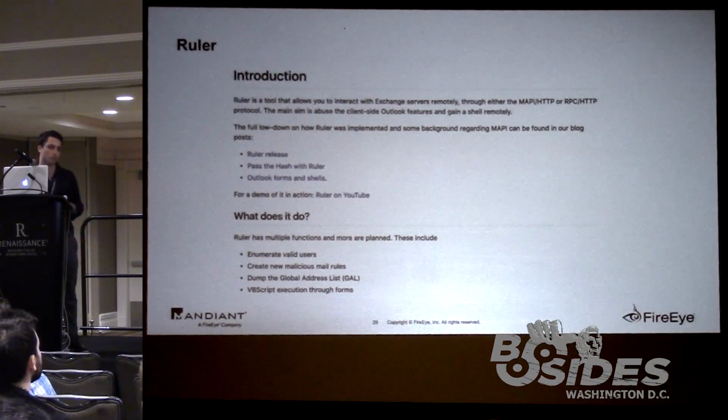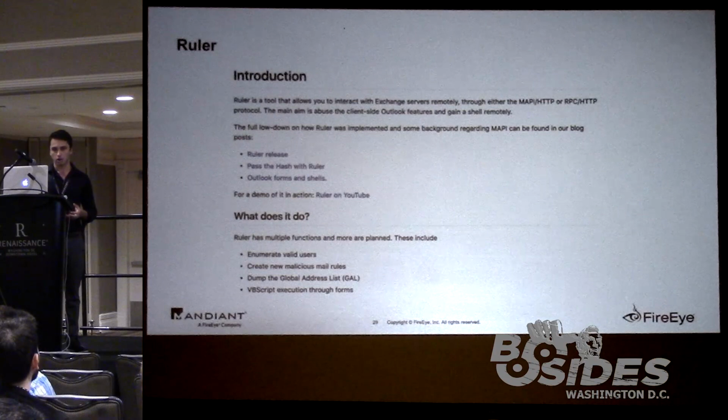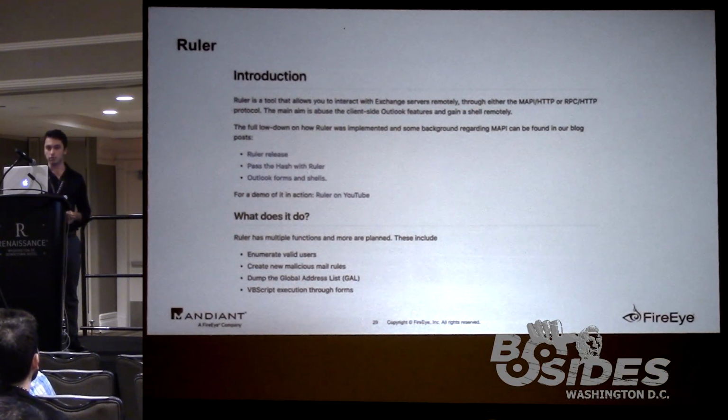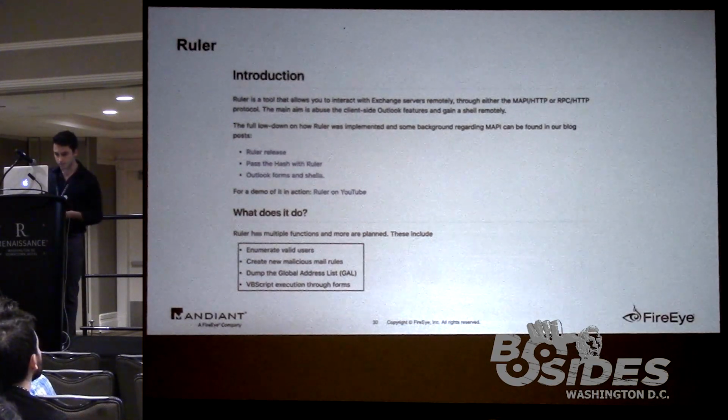Essentially, it allows you to run code on the underlying system. So if they open up their Outlook application on their system, Ruler can inject some malicious code into that system just by them opening their email, essentially. And down here it says, what does it do?